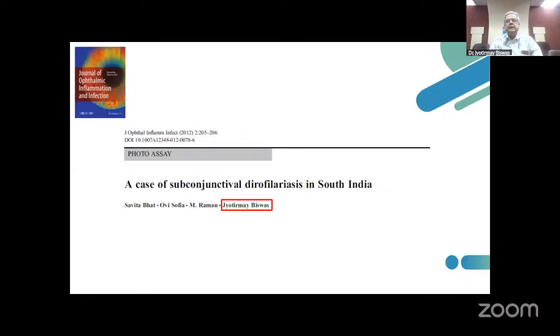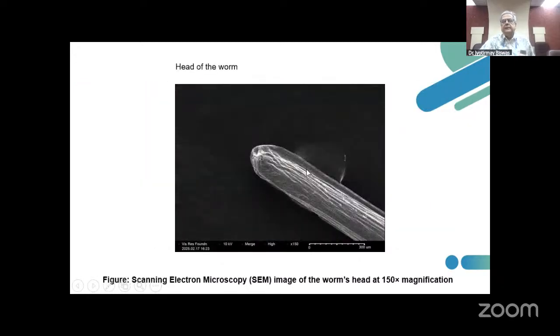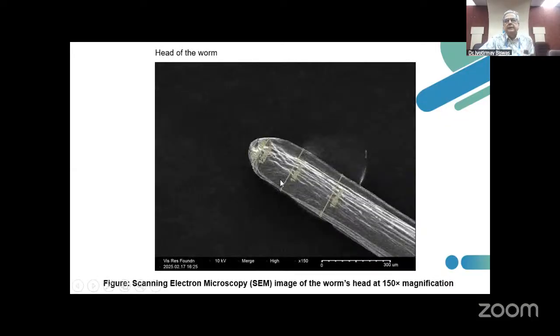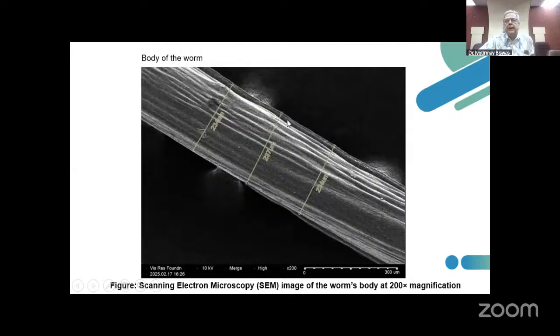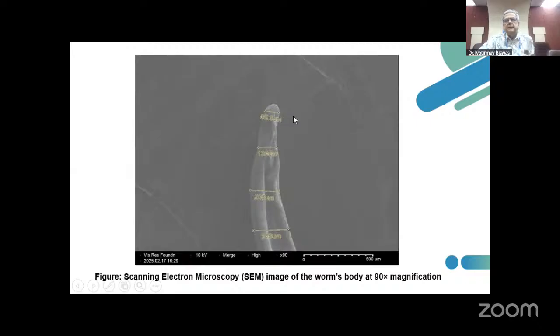And this we published in Ophthalmic Infection and Inflammation. Not only did we show the video, under the cover slip we described the tapered end of the parasite. This is the head end, and this is the caudal end of the parasite. And this is the scanning electron microscopy we have done. This is the head of the worm. And this is the parasite with the body wall of the parasite. Okay. And this is the tail of the worm. You can see the striations.